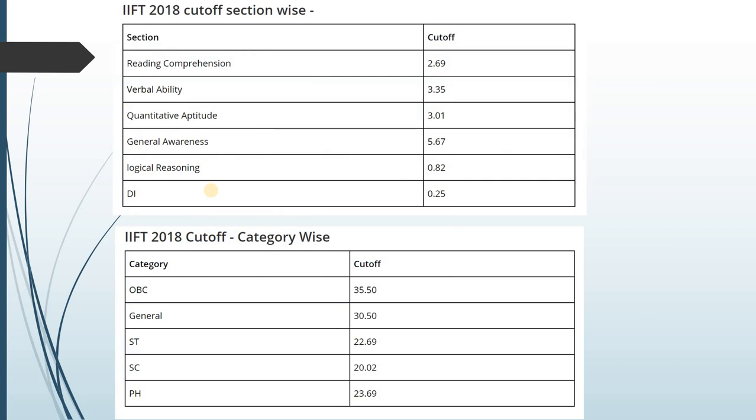So you can see the section wise cutoff for DI was 0.25 marks, so it goes quite low. LR 0.82, general awareness 5.62, which was significantly lower. The general awareness cutoff for last year was lower. Quant 3, verbal 3.35, and likewise. Category wise overall cutoffs are as follows: OBC 35.5, general 30.5. So yeah, the OBC cutoff is higher than the general category. It's something to see. The ST cutoff is higher than the SC cutoff.